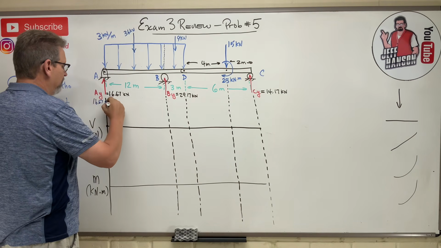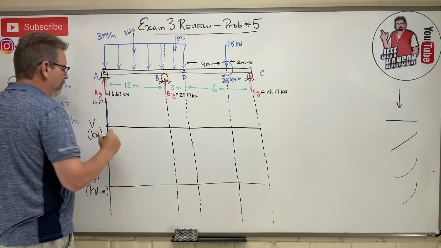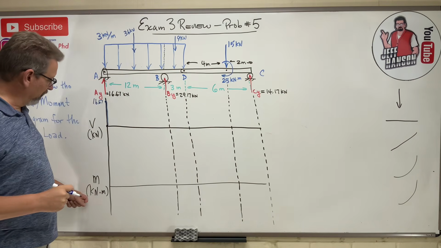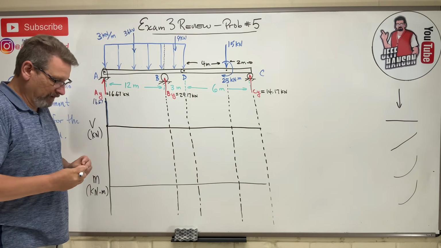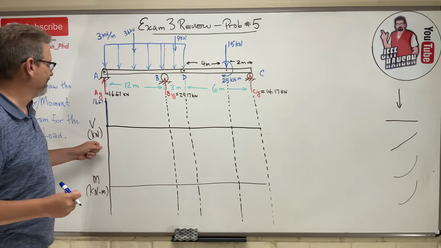16.67, okay? Now remember to put your units on your graph. That way you don't have to put any units out on your thing and you get on your diagram, and you won't get points off for having no units here, okay?